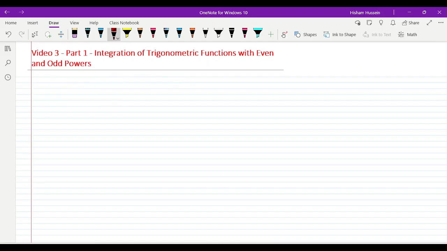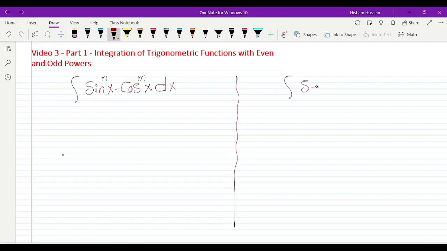In this video, we are going to discuss two types of integrals. The first type is the integration of sine to the power n x times cosine to the power m x dx. The second type of integrals is the integration of sec to the power m x times tan to the power n x dx.